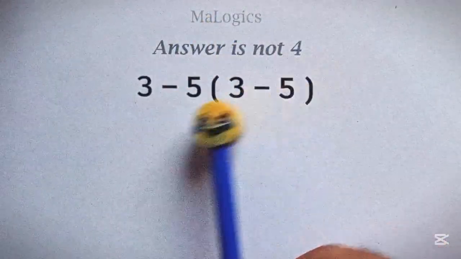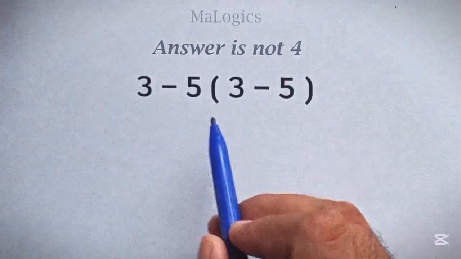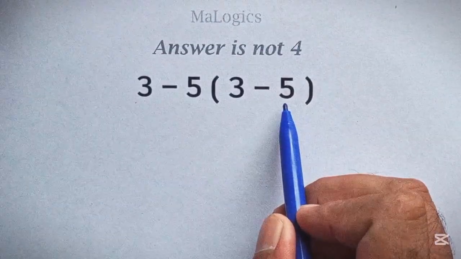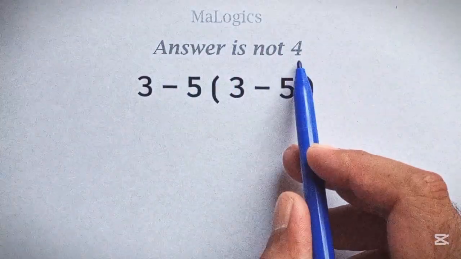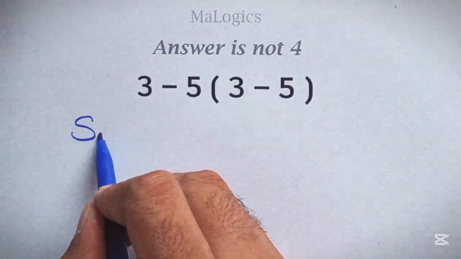Today we are going to solve this math operation in which we have 3 minus 5(3 minus 5), but its answer is not 4. Okay, now let's start with the solution.